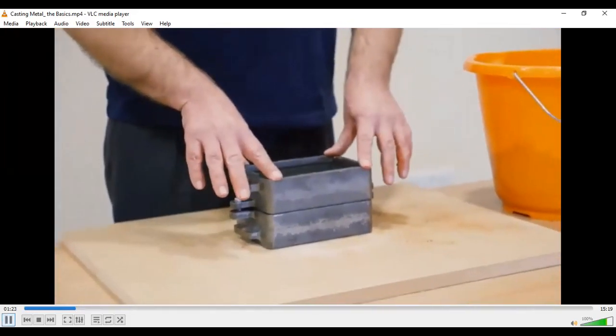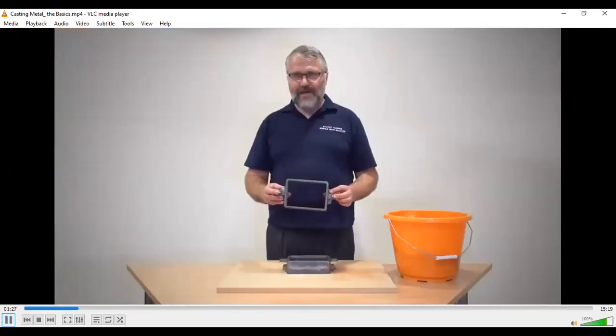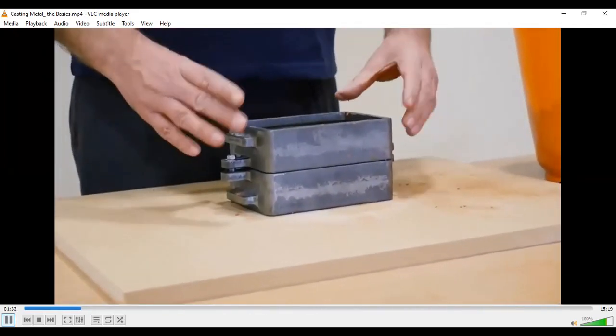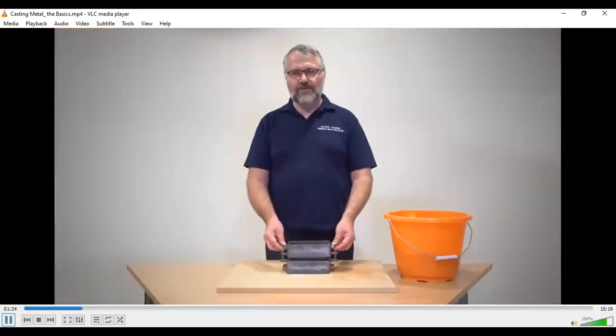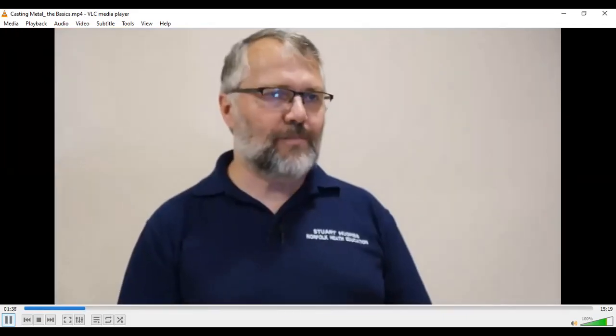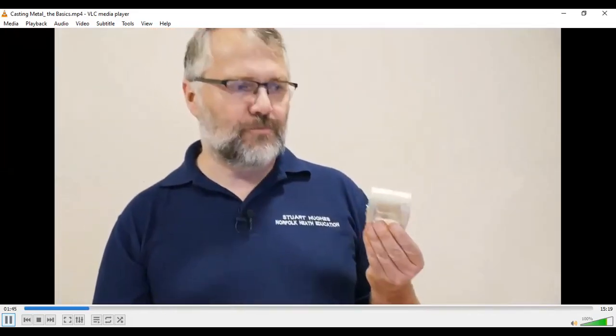In a metal box known as a flask. This is a two-part box which has locating pins so that they can be taken apart and locate accurately each time. The top is known as the cope, the bottom is known as the drag. Today we're going to make two products. The first one is a small cylinder or bearing block, and we'll use sand molding to produce that.